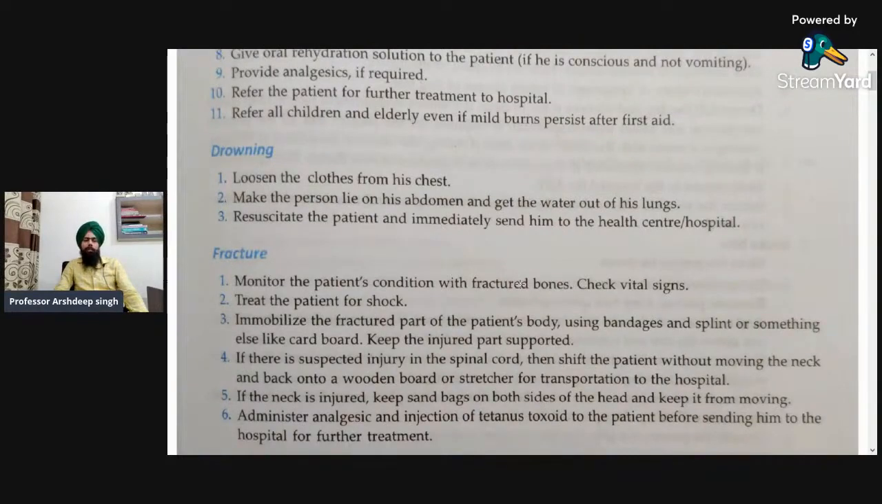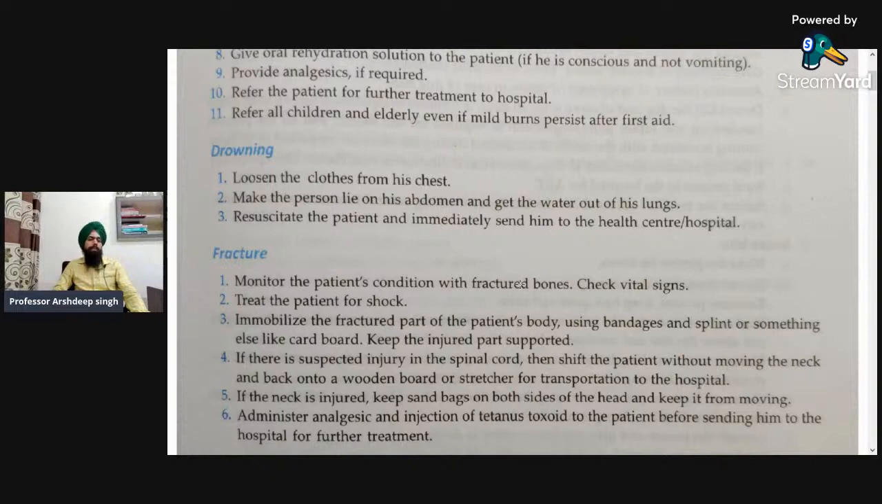So what are the points that we have to follow, or how can we manage that? It includes loosening the clothes from the chest because we have to maintain the airway. Make the person lie on the abdomen and get the water out of the lungs, because we have to maintain a patent airway. So get the water out from the lungs or prevent it from entering the lungs.